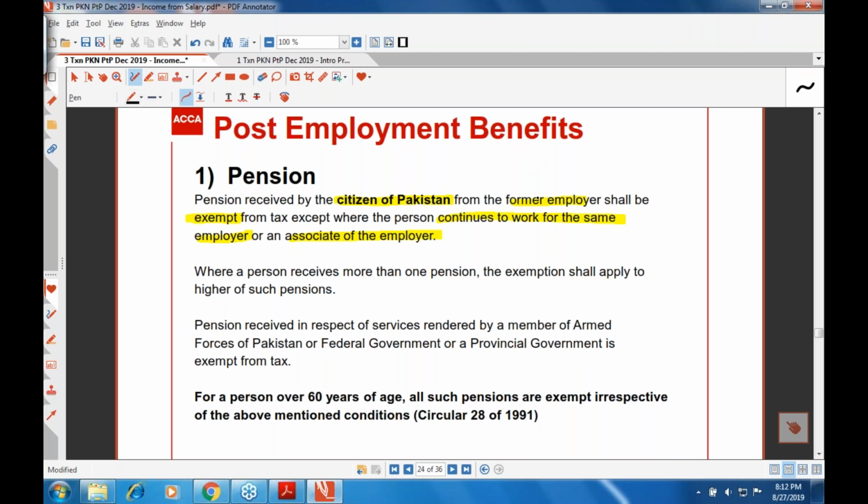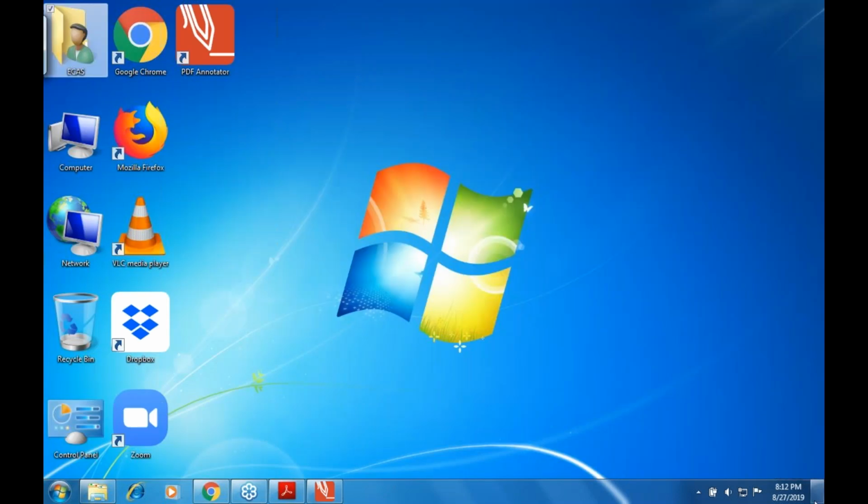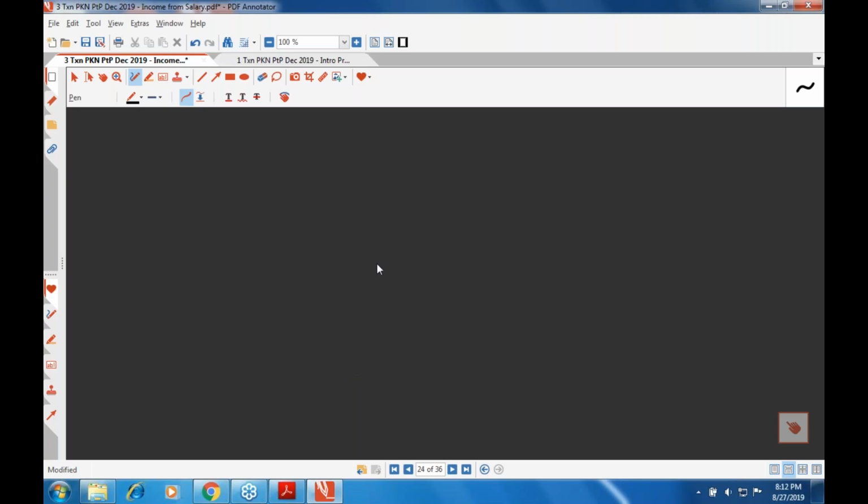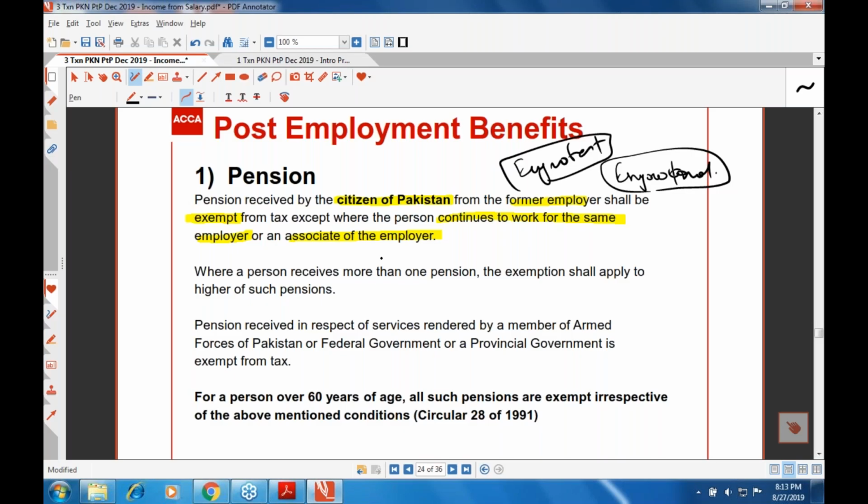For example, you were working for, let's say, Engro Fertilizer, and you retired from Engro Fertilizer. Now you have started working for Engro Thar Coal Mining Company. So what is going to happen is that you are now working with an associate of the same employer, so your pension from Engro is not going to be exempt. But if you don't work for any associate, then your pension is going to be exempt.